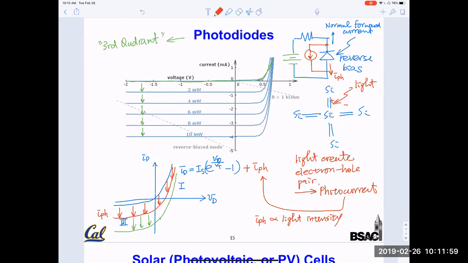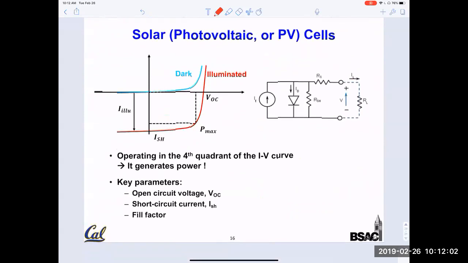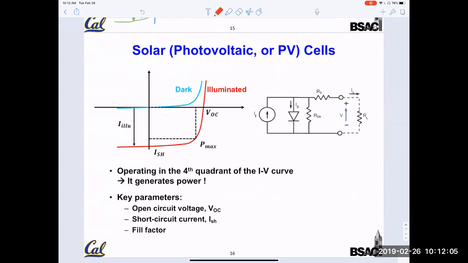Another diode or very similar device is solar cells. And solar cells work almost exactly the same way as photodiode, except we don't apply reverse bias. The whole purpose of solar cell is to generate voltage. If you have to attach a battery to it, well, it sort of defeats the purpose, right? We are consuming energy from the battery. We are not generating energy. So for solar cell, basically, we operate mainly in the fourth quadrant here.